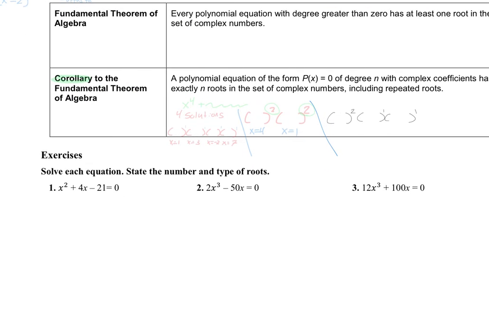Okay. So the directions that you'll see a lot of the times will say, solve each equation, state the number and types of roots. So that's talking about real or imaginary. Basically, that's just saying, don't forget to include your imaginary.